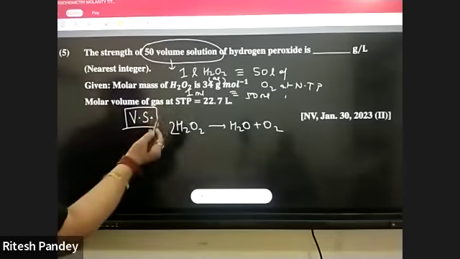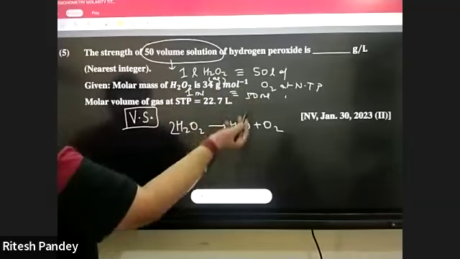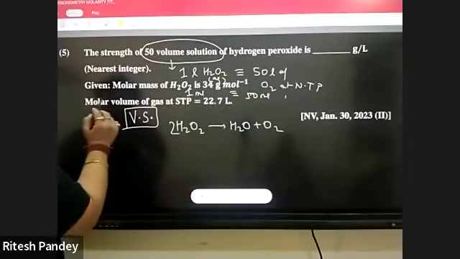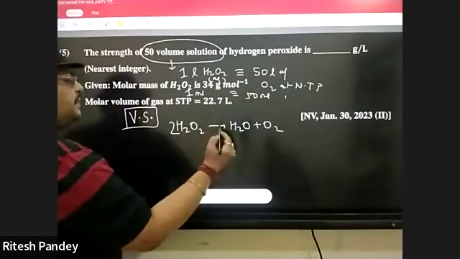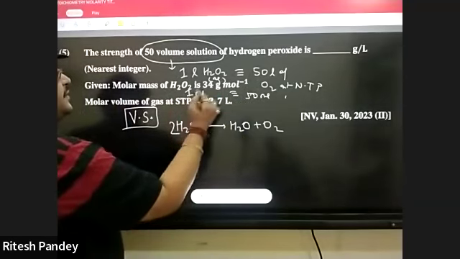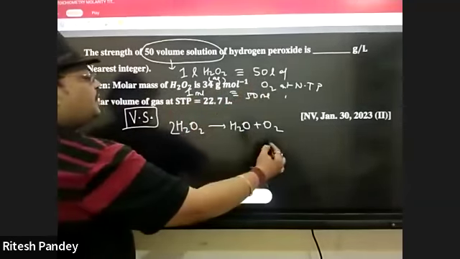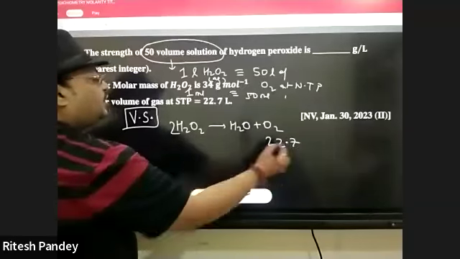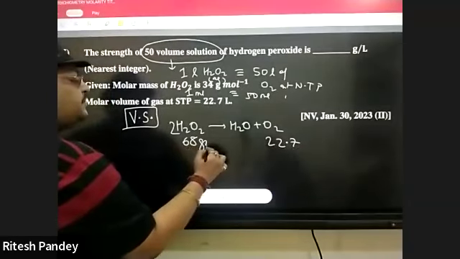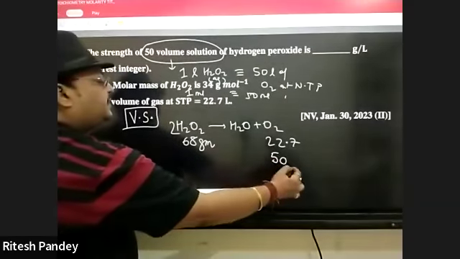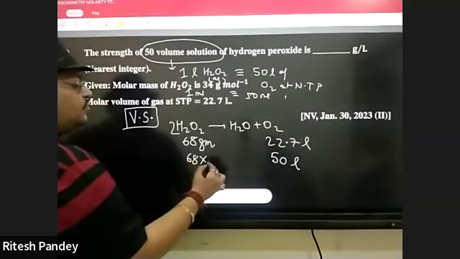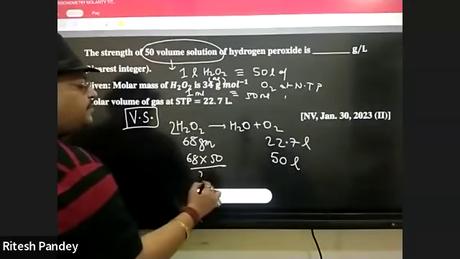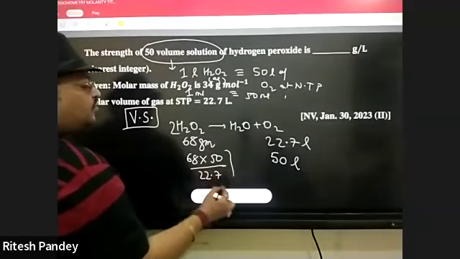Now, a 50 volume solution, which means 1 liter will give you 50 liters of oxygen, and they want the strength in grams per liter. So I simply believe that if 1 liter of this is giving me 50 liters, now 22.7 liters, according to the problem, comes from 68 grams. So naturally, I believe that 50 liters, which is the volume required, will come from 68 into 50 upon 22.7 grams. Yes or no?